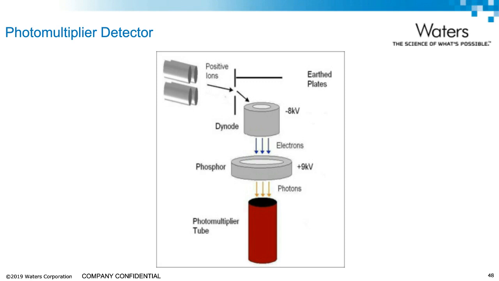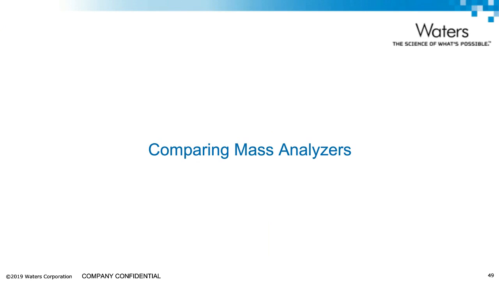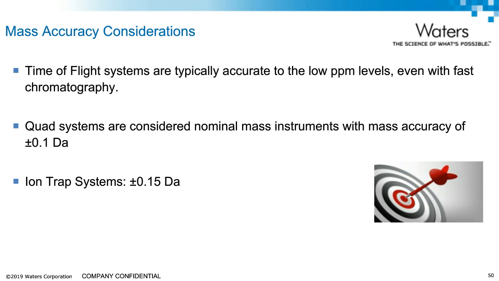Now that we've described the three most common types of mass analyzers found in many labs, the quadrupole-based system, the time-of-flight-based system, and the ion trap-based system, let's compare these three so that we can gain a better understanding of each. Let's begin by comparing mass accuracy.